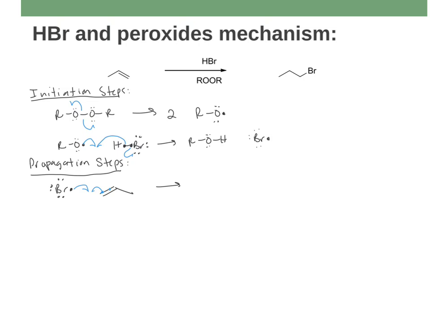I'll draw them here in blue. Like this. And what we're going to see is that the bromine is going to add in a way such that I leave behind a secondary radical. Right, that's a secondary radical.